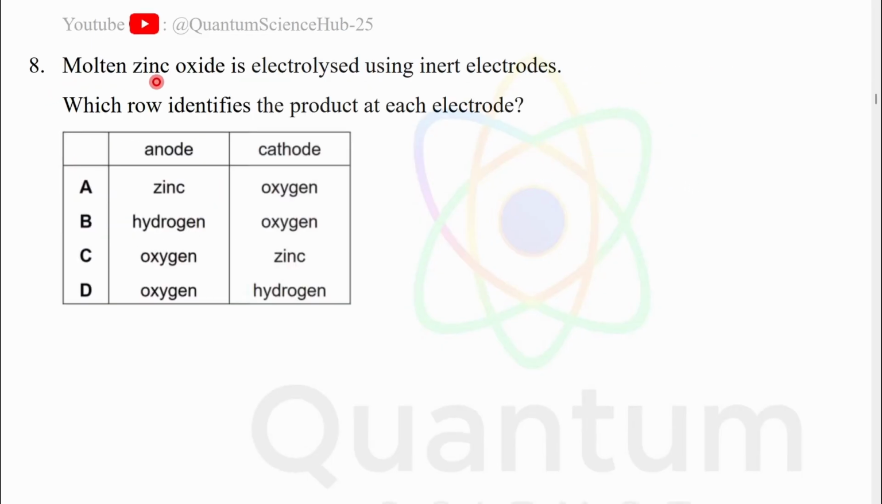Next, question 8. Molten zinc oxide is electrolyzed using inert electrodes.